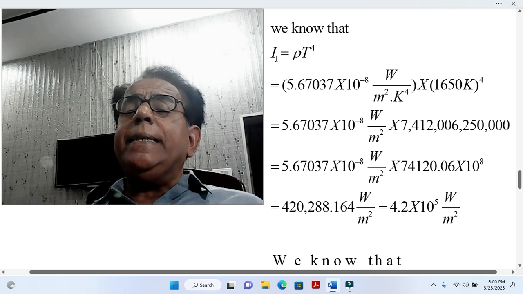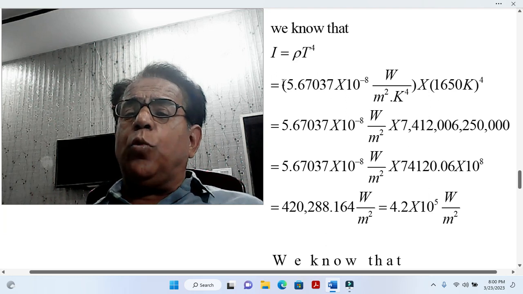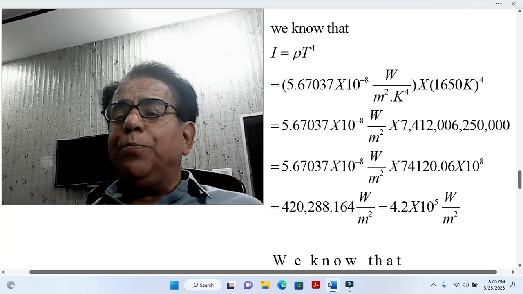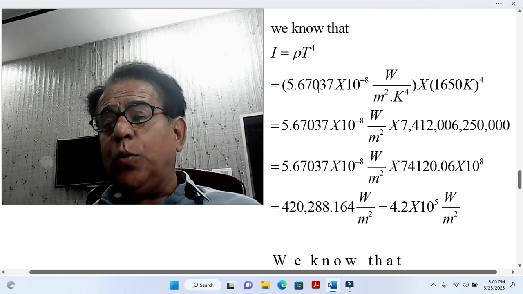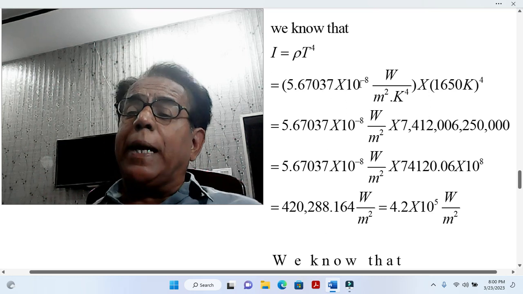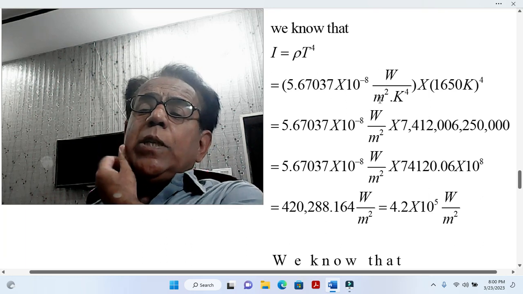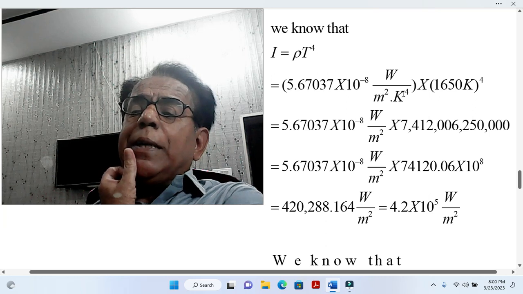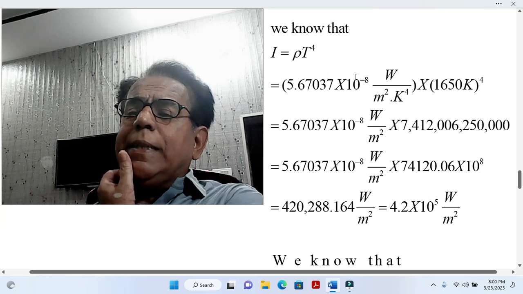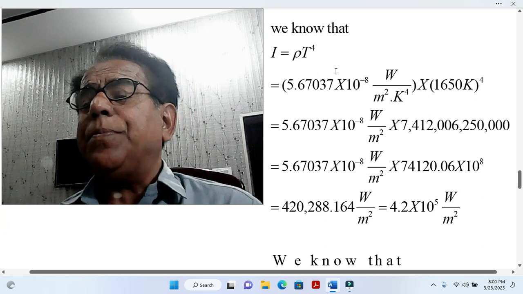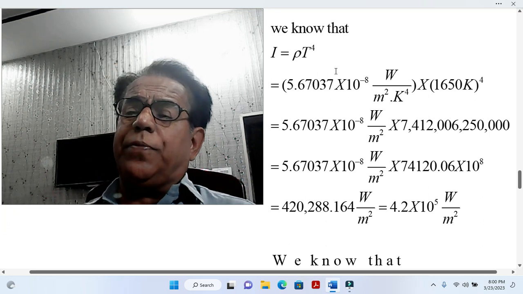I is equal to sigma T raised to the power 4, and sigma's value is given exactly as it appears in that table, which I have introduced as a separate tool: 5.67037 into 10 raised to the power minus 8 Weber per meter square Kelvin to the fourth. In that table it is meter minus 2, Kelvin minus 4, because all three terms are written in the denominator. That is why here I have rearranged it, otherwise there is no difference.